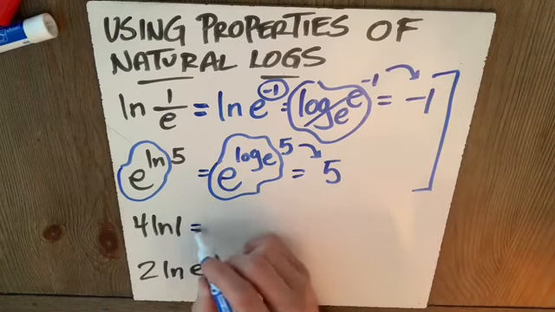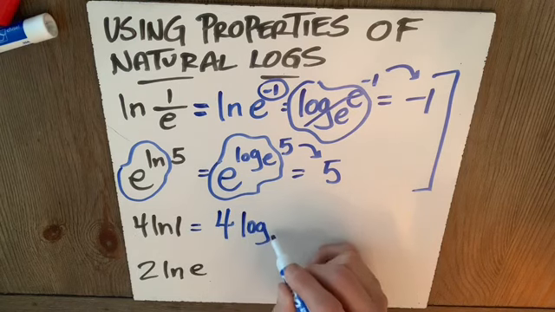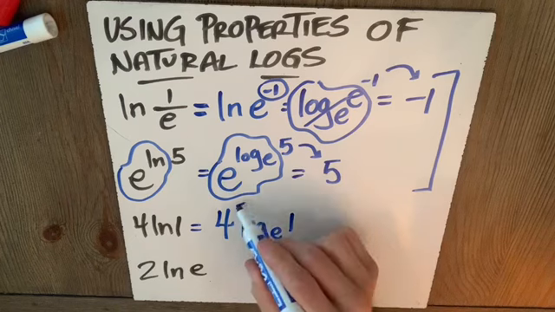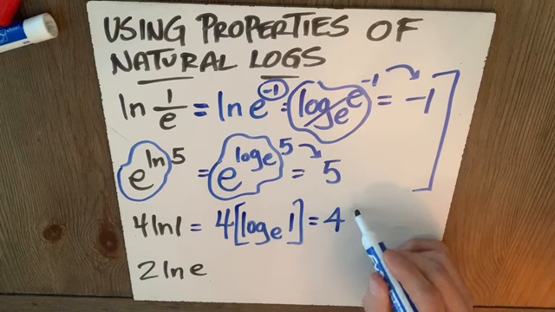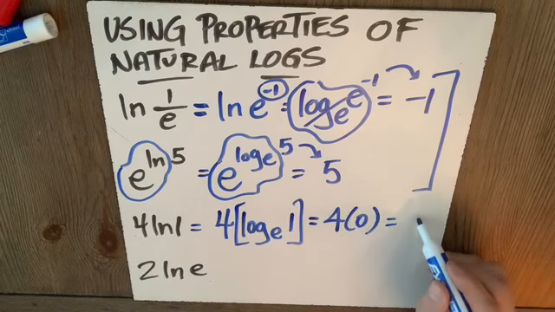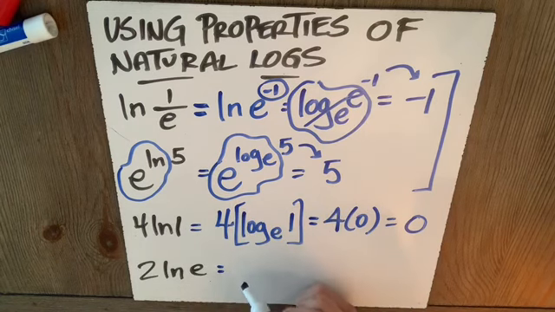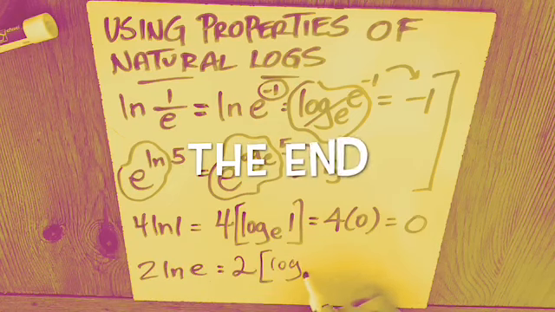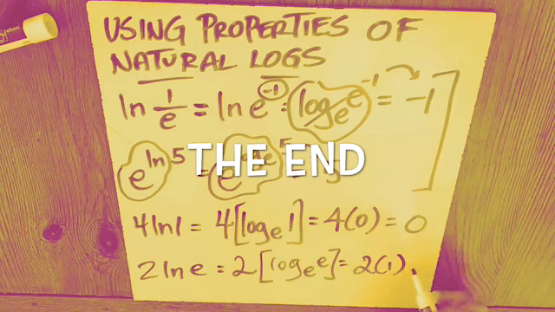For 4 times natural log 1, well, of course, this is 4 times 0. How do I know? Because this is log base e of 1. And for this part here, I'm asking e to what power is 1? Of course, the answer is the exponent, which is 0, and 4 times 0 is 0. Last but not least, 2 times natural log e. Well, I know the answer is 2. Why? Because this is 2 times log base e of e. The answer to a log problem is the exponent. e to what power gives us e? Well, of course, that's 1, so 2 times 1. So that will just give us, simplified, 2.